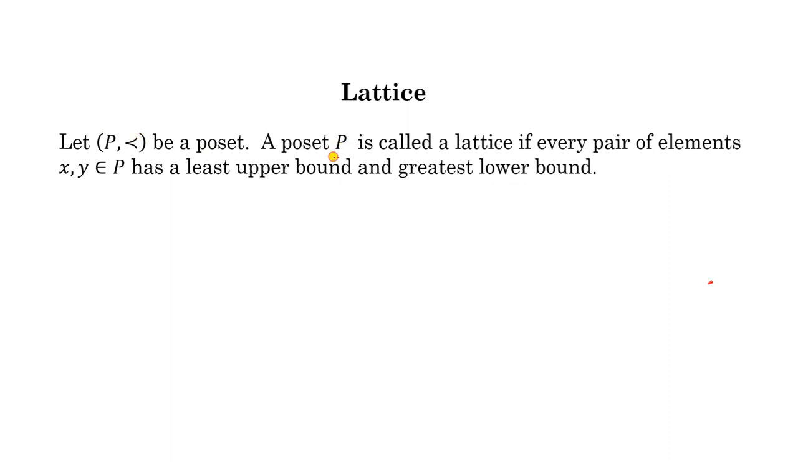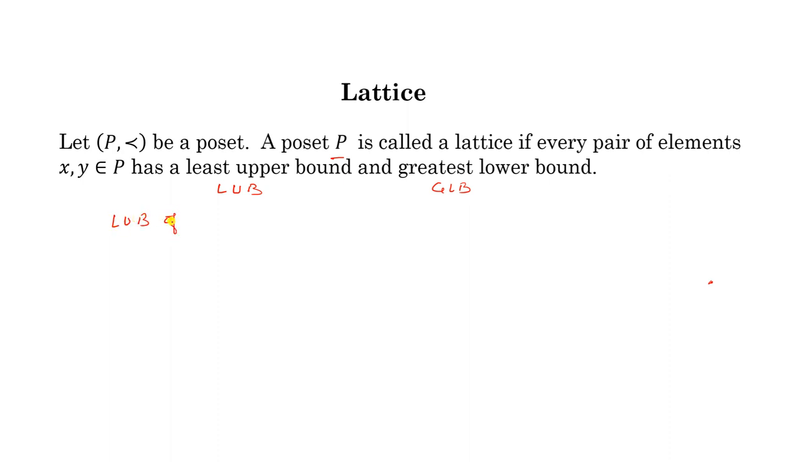A poset P is called a lattice if every pair of elements x, y belonging to P has a least upper bound and greatest lower bound. I have already discussed in previous lectures how to find least upper bounds and greatest lower bounds. In short, this is least upper bound and this is greatest lower bound. Now for two elements x and y, we have some notations to denote these two bounds, least upper bound and greatest lower bound.